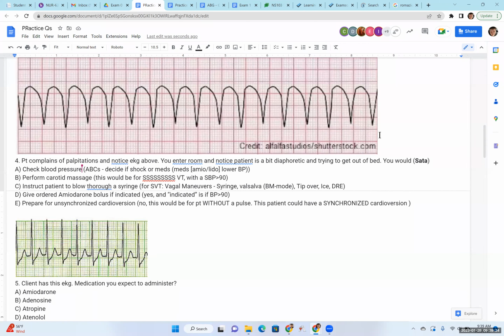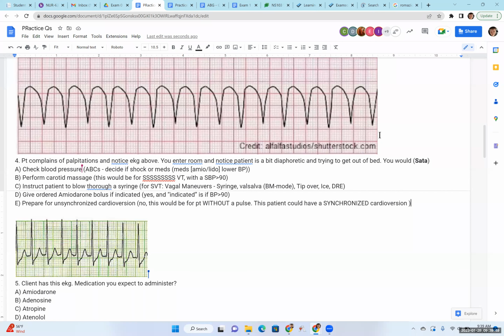Wouldn't that be preparing for a cardioversion if necessary? For unsynchronized, I think we're looking a little bit into it. Yes, I would prepare for cardioversion, but synchronized or unsynchronized? If it said place pads on the patient, yeah, that's appropriate, right? Because they might be getting sick. But for the whole statement, we're not preparing for unsynchronized.